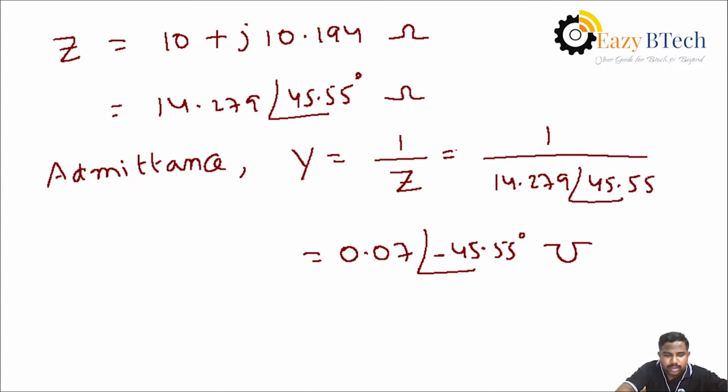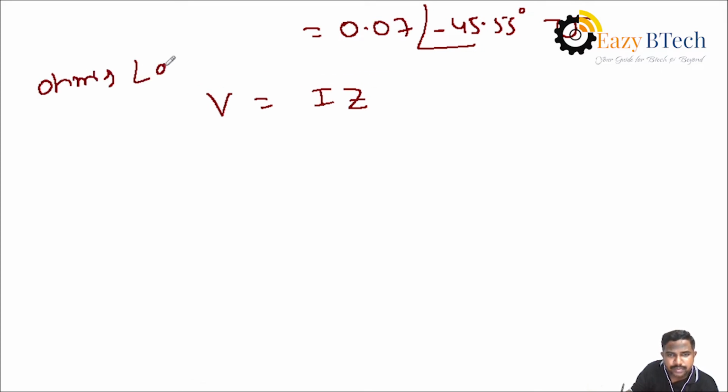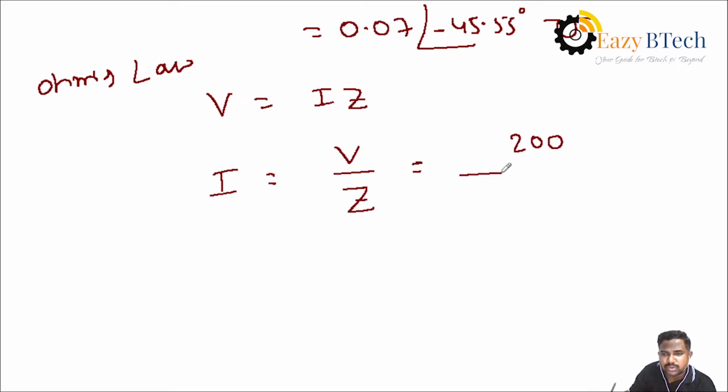After finding the total impedance value, according to Ohm's law, what is Ohm's law in the case of AC circuits? V equal to IZ. From that, we know the total voltage value is given in this problem. We calculate the total impedance Z, then find out the total current which is passing through the series RLC circuit. V value is 200 and Z value is 14.279 at an angle 45.55.